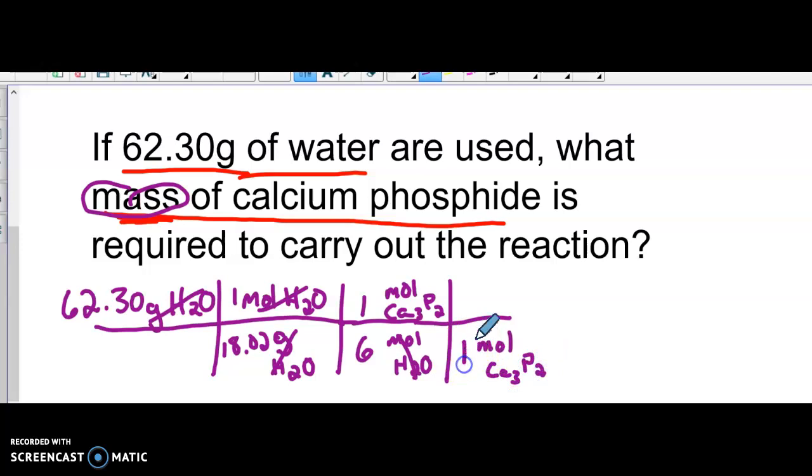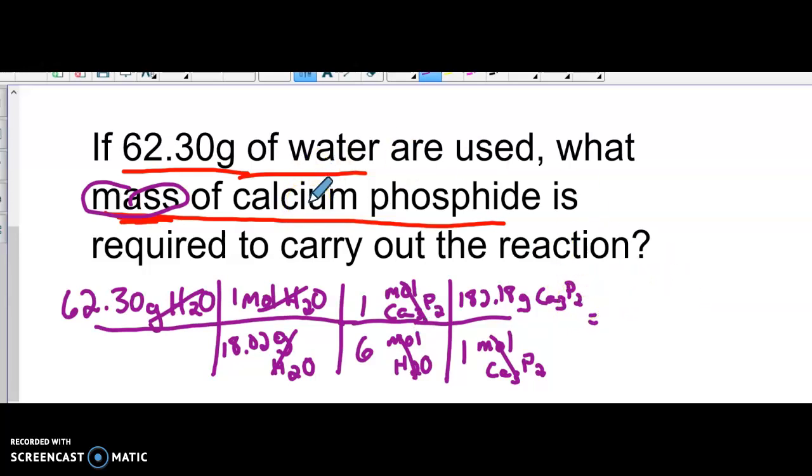And we know that in 1 mole of calcium phosphide, let me check this mass real quick. Calcium is 40.08, and we have 3 of those, plus we have 2 phosphorus at 30.97 each. So it looks like 182.18 to me. You guys can check my work, but I think that's good. So we got rid of moles of calcium phosphide. We are in grams of calcium phosphide, which is exactly what it asked for.